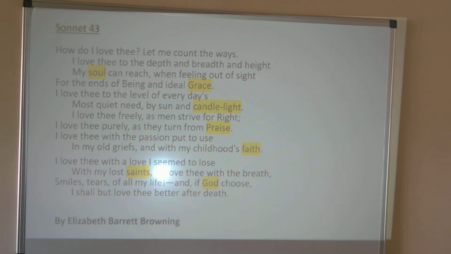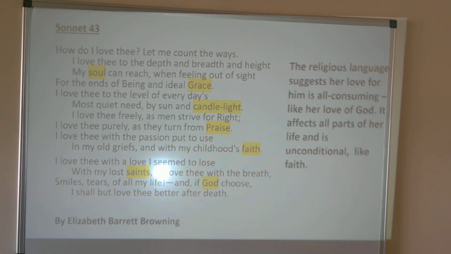Okay, the third language point is very straightforward. We can see the words soul, grace, candlelight, praise, faith, saints, God. We could also look for pure in here, and we can see that this is a lot of religious language. The religious language in this poem suggests that her love for Robert Browning is all-consuming. It completely dominates her whole life, really, like her love for God. It affects every aspect of her life and is unconditional. It doesn't need anything back, like faith.